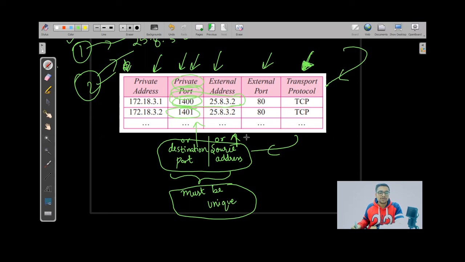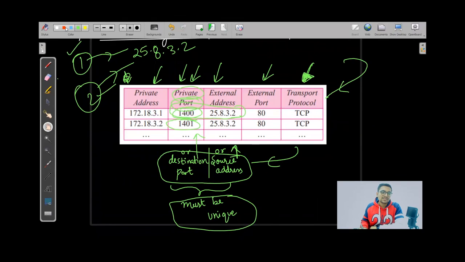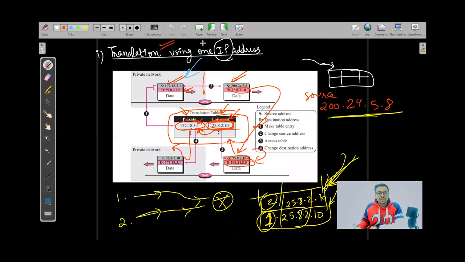No two devices should use the same port for google.com. Suppose device number one and device number two are both requesting google.com at port number 1400, then this scenario will fail. So the port number should be unique. And there is one more point I forgot to mention: the number of connections here is also restricted to one, so only one device can communicate.